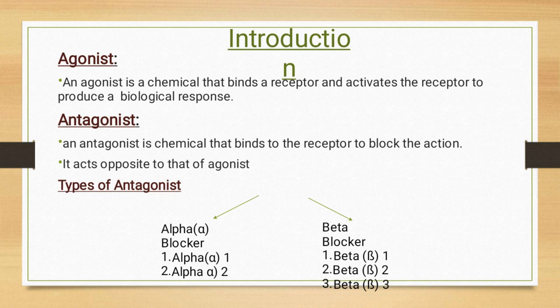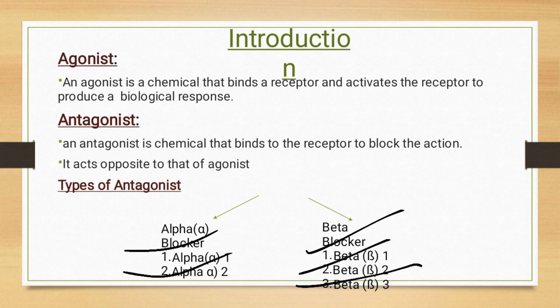Okay, so as alpha receptors are classified into alpha 1 and alpha 2, the alpha blockers are also classified into alpha 1 blockers and alpha 2 blockers. Similarly, beta blockers are also classified into beta 1, beta 2 and beta 3 blockers.